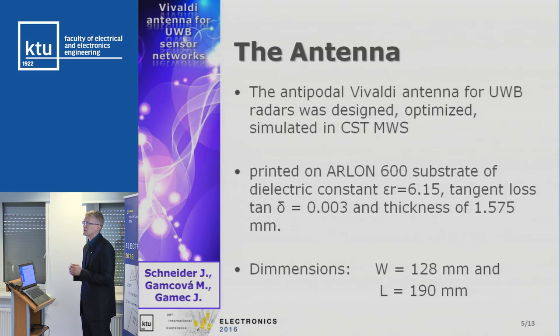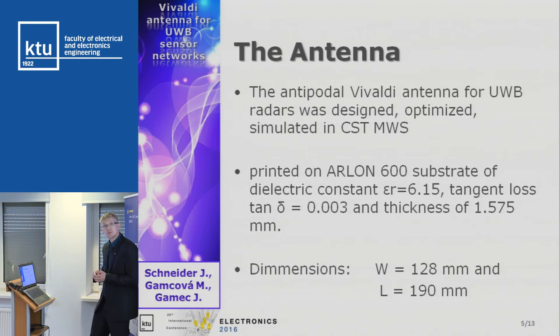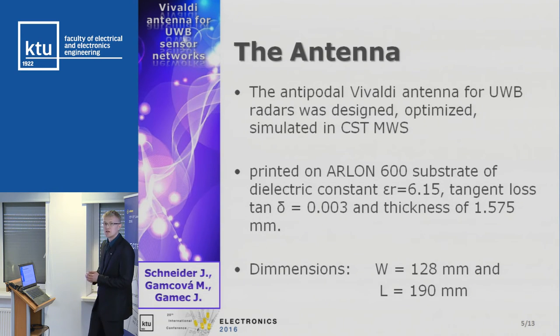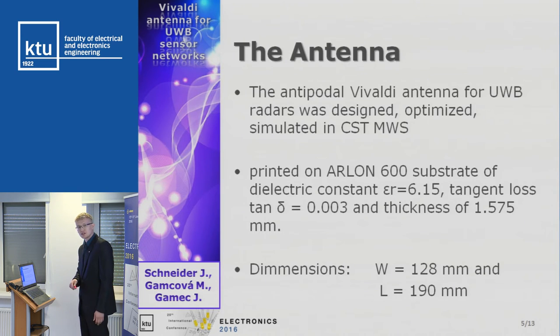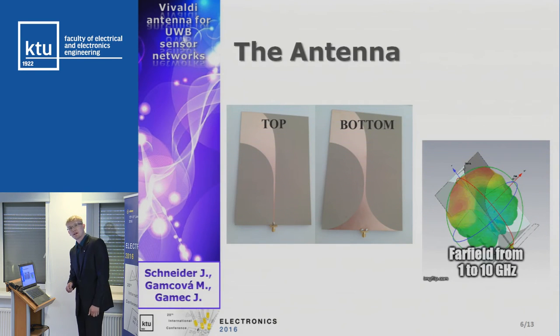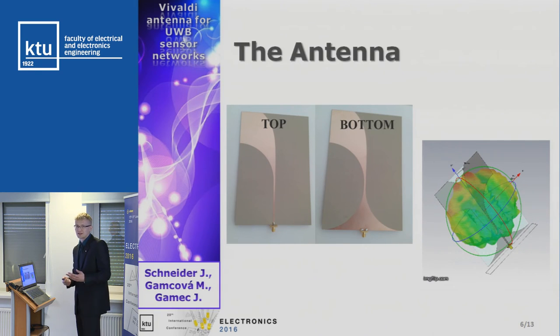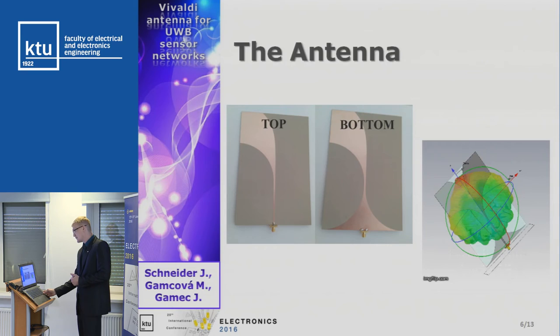The whole antenna is formed by analytical curves. We connect all curves, and these curves have variables. For these variables, I used optimization. The antenna is printed on a substrate with relative permittivity 6.15 and thickness 1.575. Dimensions of the antenna are this. You can see this is the manufactured antenna. The step of the radiation pattern is 1 gigahertz.